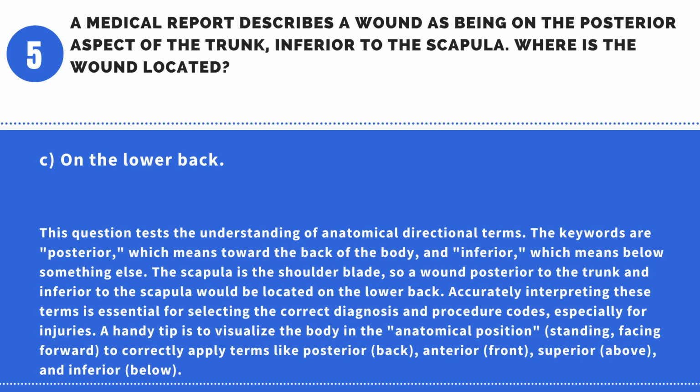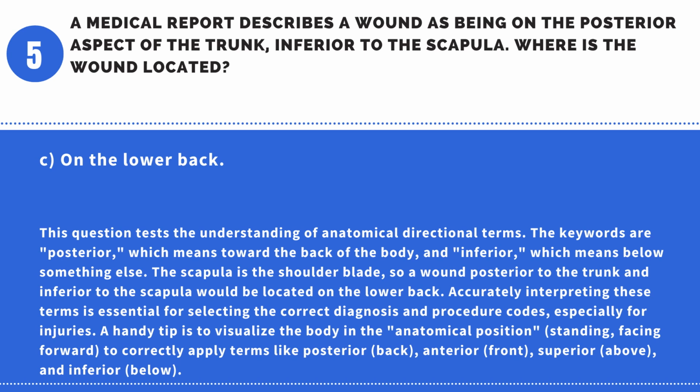Answer: C. On the lower back. This question tests the understanding of anatomical directional terms. The keywords are posterior, which means toward the back of the body, and inferior, which means below something else. The scapula is the shoulder blade, so a wound posterior to the trunk and inferior to the scapula would be located on the lower back.